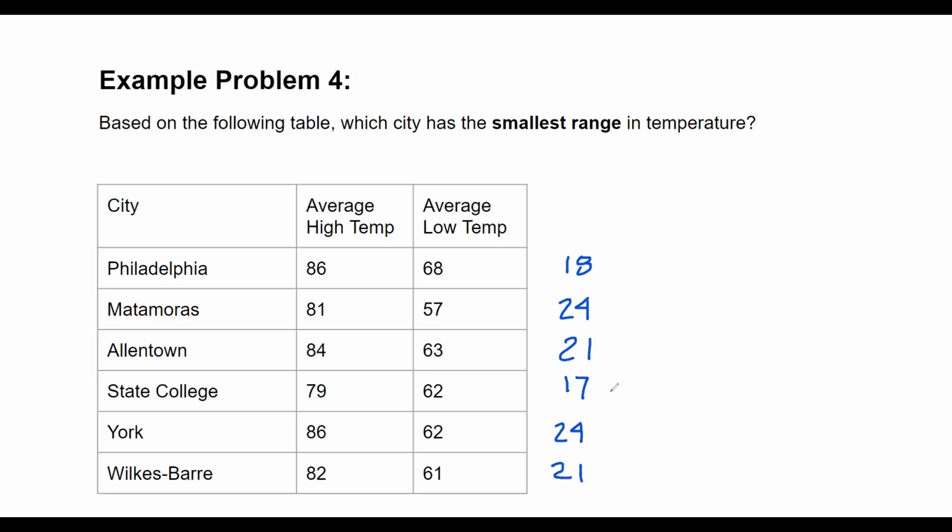21. So these are all the calculated ranges for each city. And it's pretty clear that State College is the smallest of those. And that would be the answer to this question. If we were asked for the largest range, we would have to actually answer these two because they're both 24.